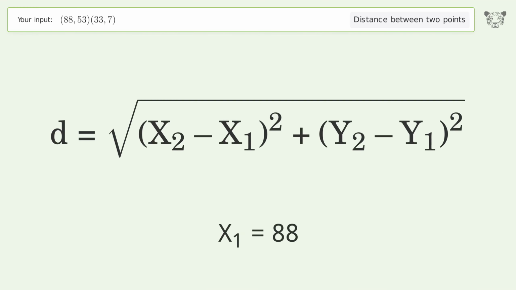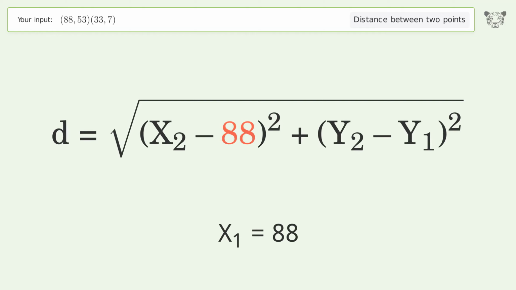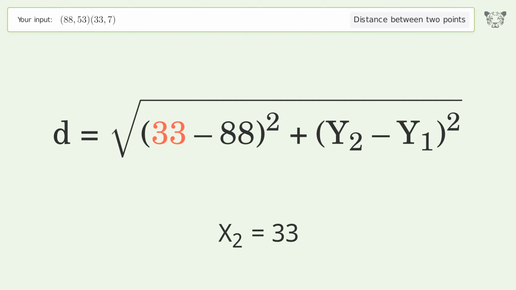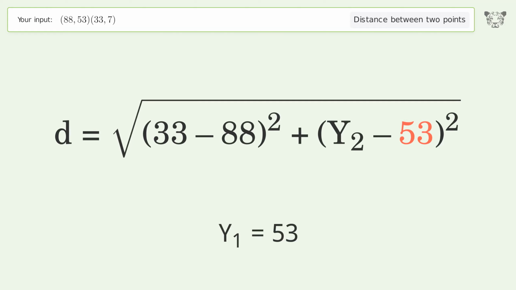x1 equals 88. x2 equals 33. y1 equals 53. y2 equals 7.